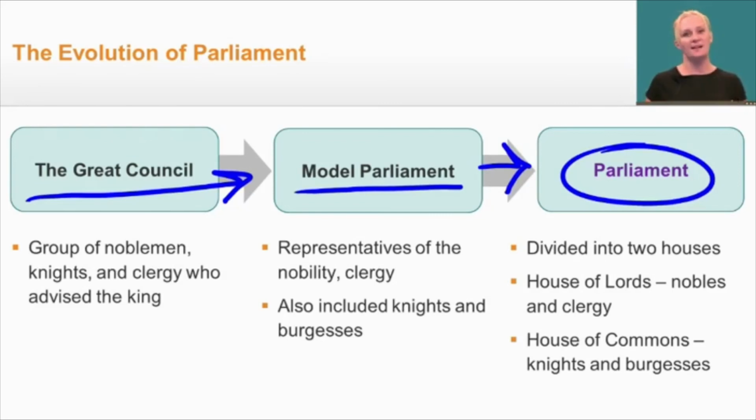And now it's divided into two houses. One is the House of Lords, which is comprised of nobles and clergy, and then also the House of Commons, which includes people like knights and burgesses or members of that middle class. Now what Parliament does is it, much like the Magna Carta, helps to create a center of checks and balances for the monarchy, especially when it has to do with taxation.